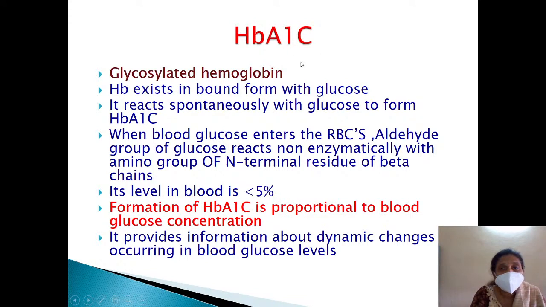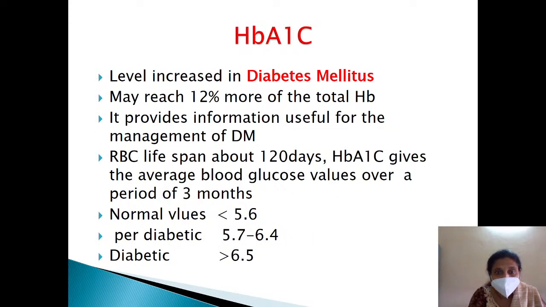The estimation has clinical diagnostic importance because the formation of HbA1c is directly proportional to blood glucose concentration, and it also provides information about dynamic changes occurring in the blood glucose levels. Now HbA1c levels are increased in diabetes mellitus.